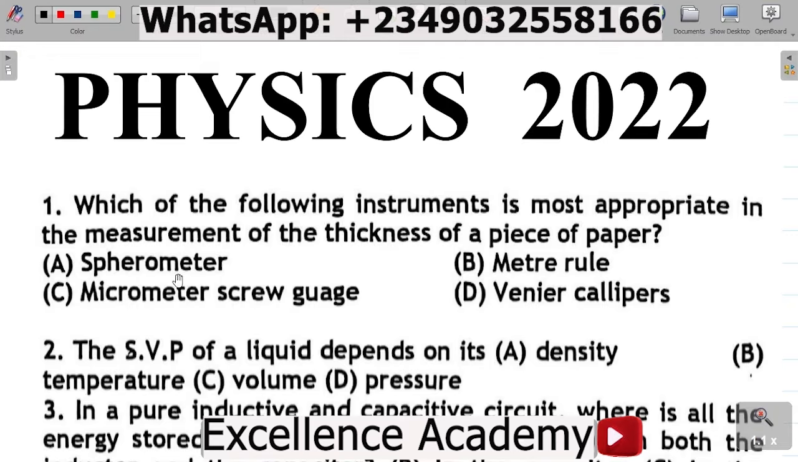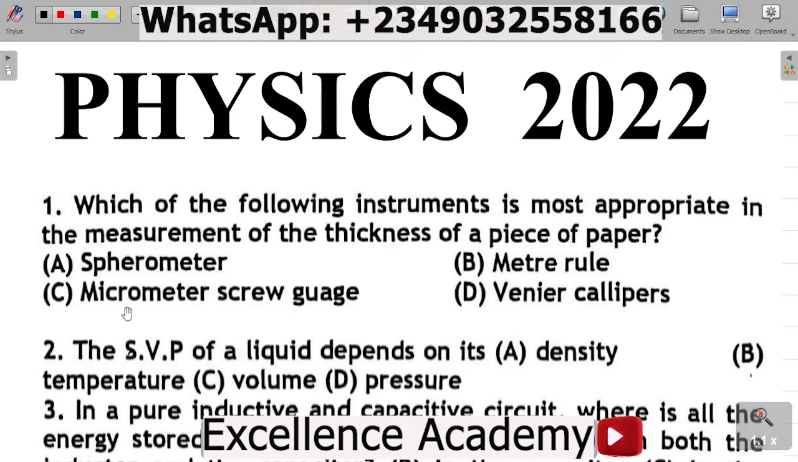Option A says spherometer. A spherometer is used to measure the radius of curvature of a sphere or curved surface. So basically, we use a spherometer to measure the radius of a sphere or perhaps a curved surface. Option B, there is meter rule. You want to know that a meter rule is used to measure length, especially longer length.